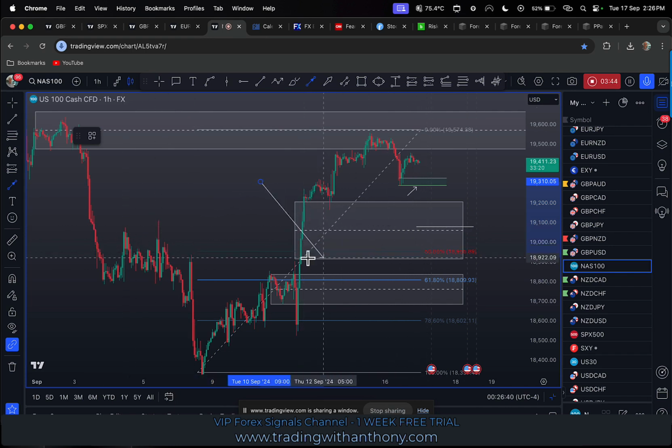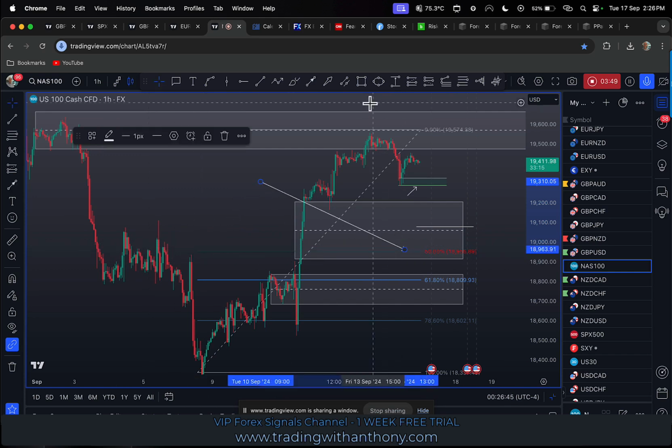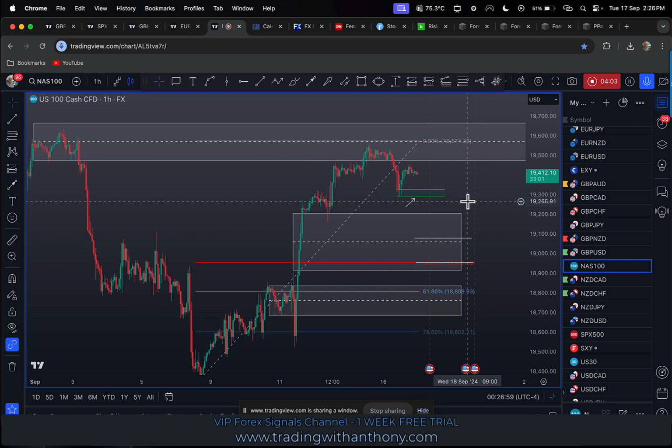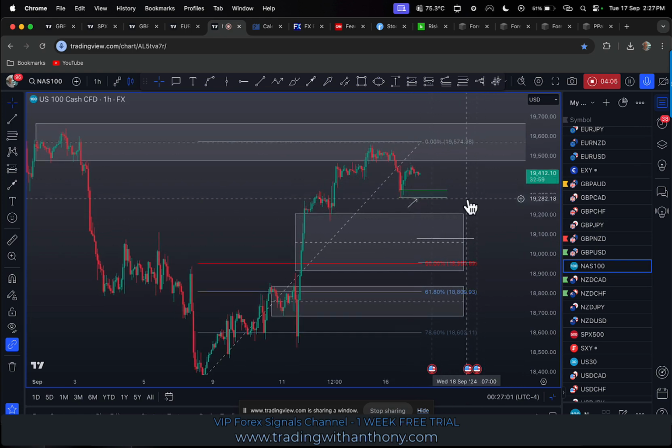Second target would be the 50, so coming down into this value area down in here. That'd be target 2 right there at the 50. Then we've got the 61.8, so if you're going to short it, that could be a thing. Stop loss above the previous high.